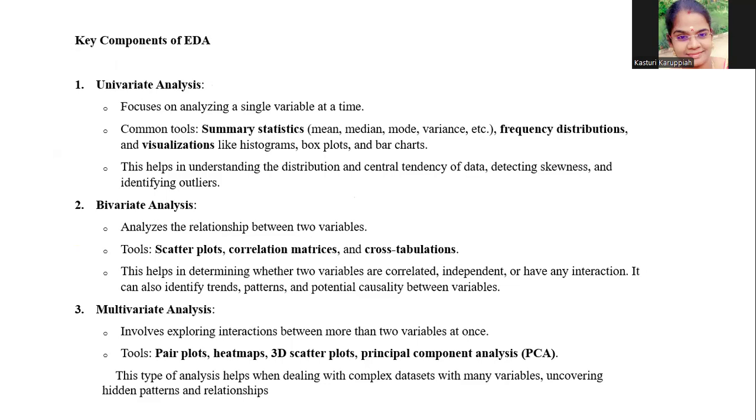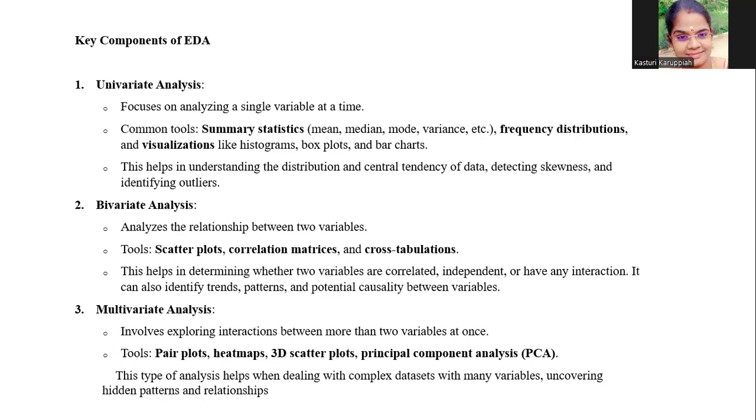What is univariate analysis? You know what data is? Data is information. Processed data is information. What is a data set? A collection of data. It will be in a rows and columns format, for example a CSV file. We'll have it in a row and column format.